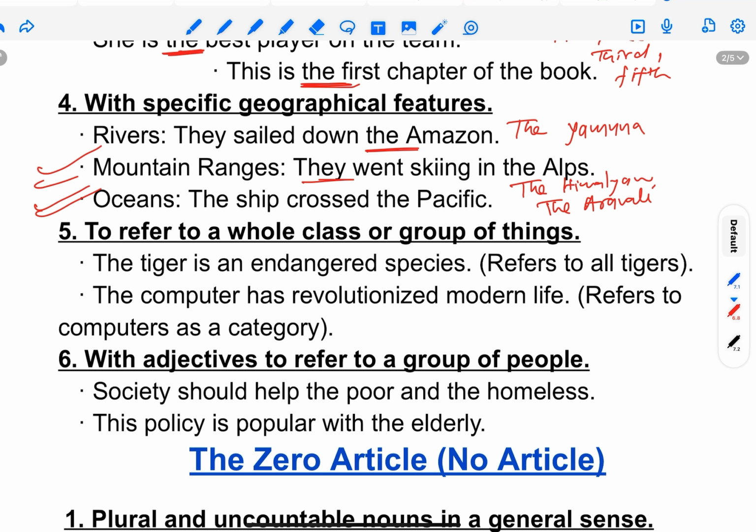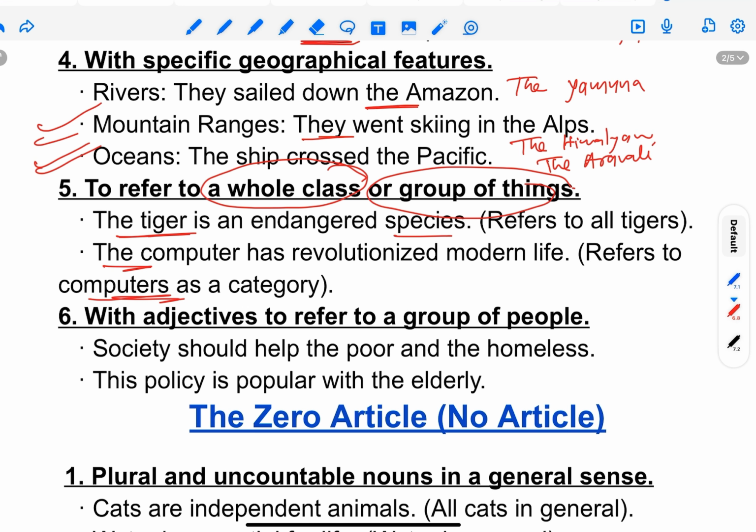"The" is used to refer to a whole class or group of things. For example, "The tiger is an endangered species." It means it refers to all tigers. The tiger means all tigers. "The computer has revolutionized modern life." This refers to computers as a category. So, the computer.